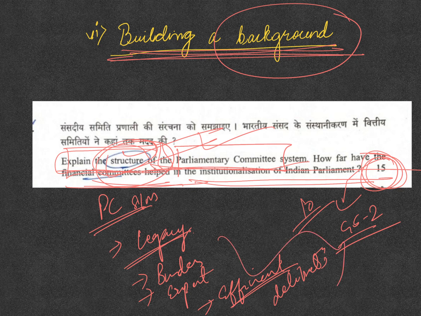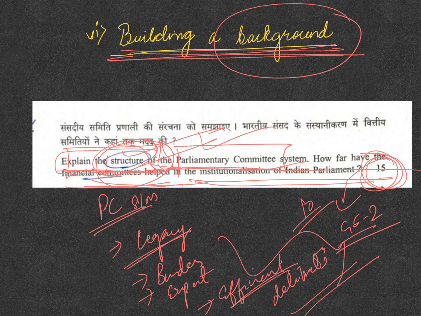So this is a background that you will give, and after you give this background, you start by explaining the structure of the parliamentary committee system, saying that it comprises standing committees and ad hoc committees. Standing committees are like these, and ad hoc committees are like these. So that is the structure that you explain.